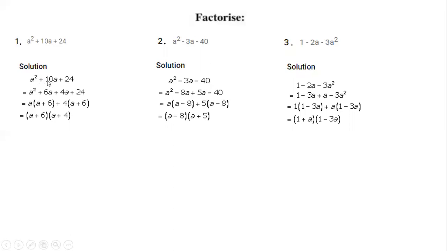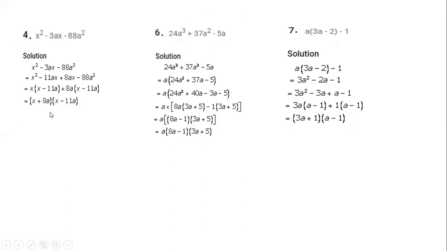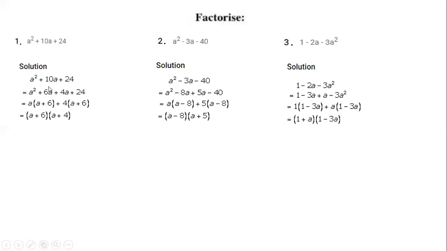That means we have to split this 10 in two parts such that the sum of these two parts is equal to 10. See, 10 can be split into 6 plus 4, 5 plus 5 or 8 plus 2. But one more condition we have to check, and that condition is the product of these two parts must be equal to a into c, or the coefficient of x square into the constant term. See, here the coefficient of a square is 1, coefficient of a is 10, the constant term is 24. Now we have to split 10 in two parts such that the sum of these two must be equal to 10 and the product of those two parts must be equal to 24 into 1, which is 24.